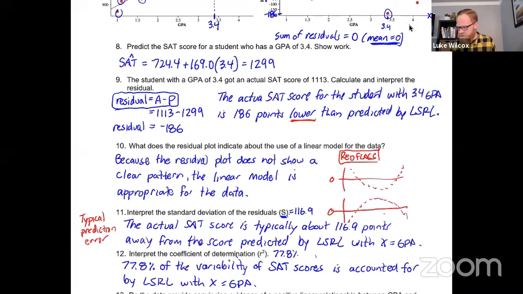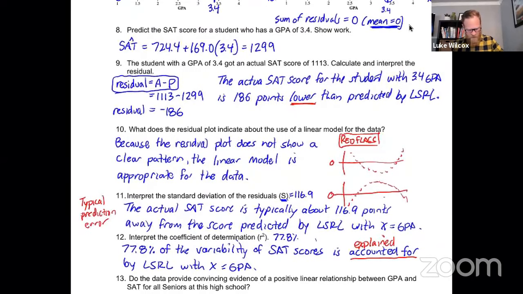Now, the other way that you'll see it every once in a while, instead of saying accounted for, they'll say explained by the LSRL. So I'm going to put that in there just as a quick reminder. But this is one of the ones that you sort of need to know the fill in the blank exercise of interpreting the R squared coefficient of determination.